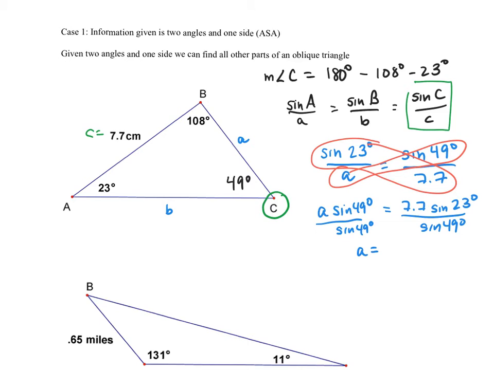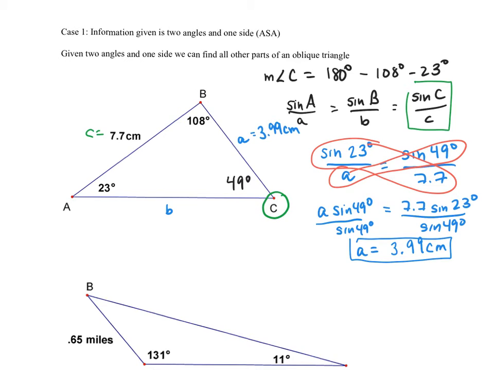So when I put this in the calculator, and I highly suggest you put this expression in the calculator, I'm getting 3.99, and that would be centimeters. So this is 3.99 centimeters. Very important you try to put this in and make sure that your calculator is in degree mode. So if you're unsure how to do that, see me.